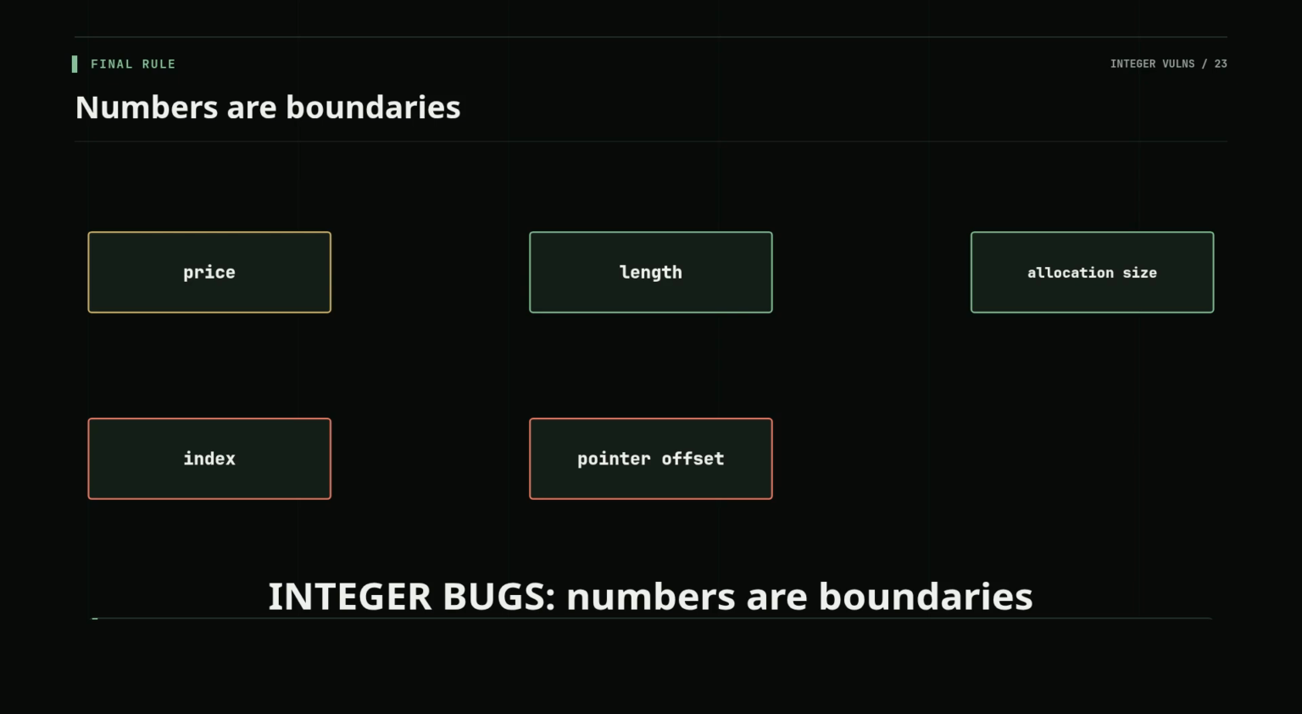So when you see arithmetic near memory, slow down. Ask what world the program is checking, the mathematical world or the machine world, because the exploit usually begins in the difference.